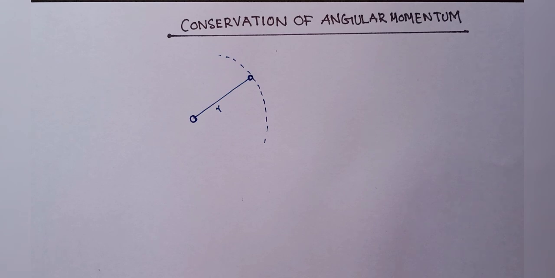This concept is very important as far as any revolving bodies are concerned, especially in space dynamics. It is also very important when we try to understand Kepler's second law of motion regarding planetary motion. The Keplerian laws are very important. We have seen the first and third. Before going to the second law, it's important to know what conservation of angular momentum is and how it plays an important role.